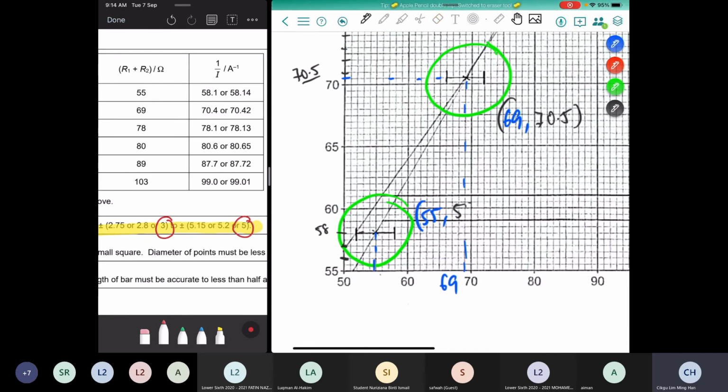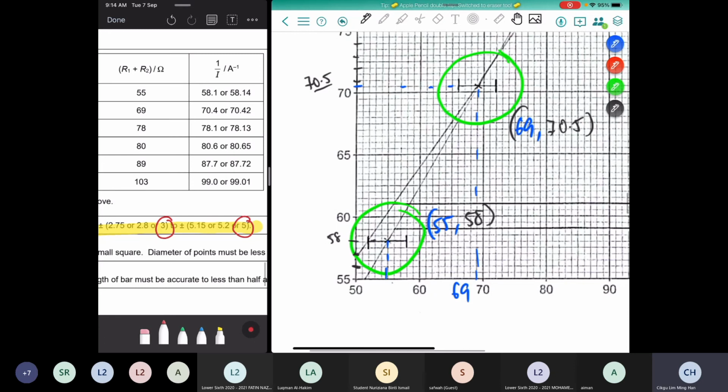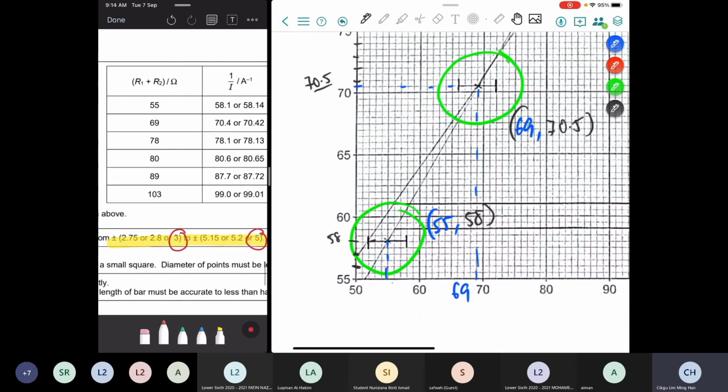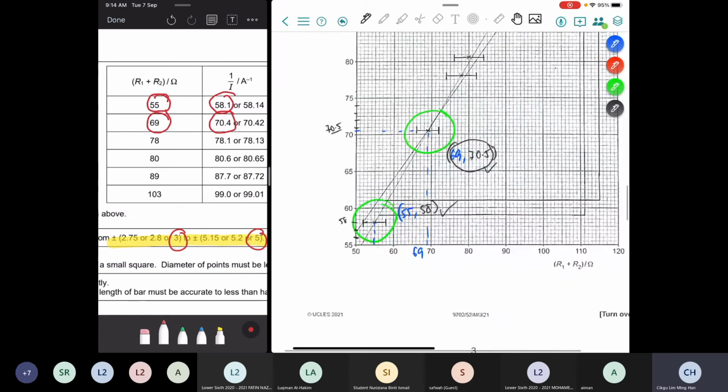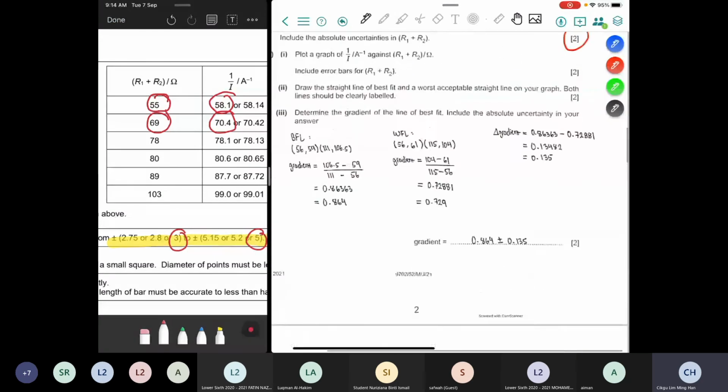58. So let's look at the value here. 55, 58. Yeah, correct. This one, correct. Yeah. And then we have 69, 74.5. Yeah, which is cross also. So this is also correct. All right. So plotting, no problem.